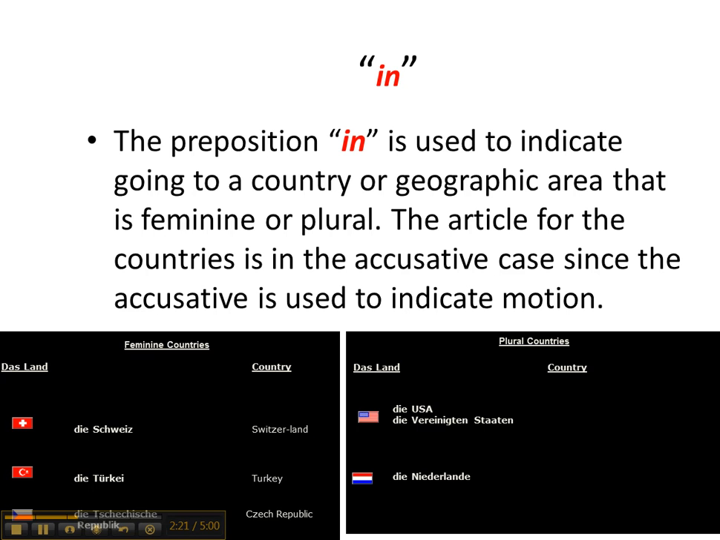Okay, in can be a little bit complicated, so the preposition in is used to indicate going to a country or a geographic area that is feminine or plural. That's important, it's feminine or plural. The article for the country is in the accusative case, since the accusative is used to indicate motion. So here's a little list of them. Die Schweiz, die Türkei, die Tschechische Republik, die USA oder die Vereinigten Staaten, and die Niederlande.